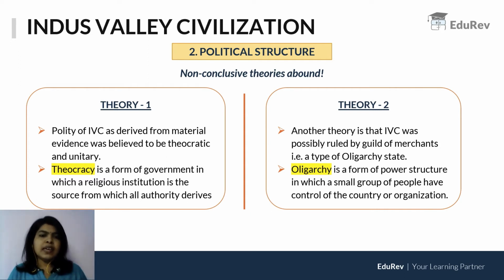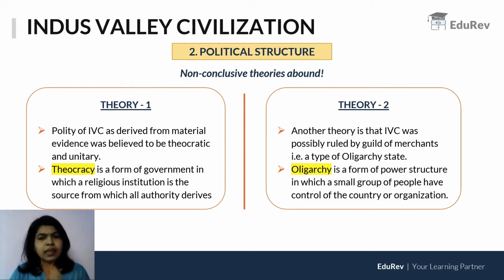The first theory is that there might have been a theocratical structure. They might have been governed by a theocracy. And what is theocracy? It is a form of government in which a religious institution, be it a religious body or a religious scripture, rules the entire society. The whole authority derives its power from that religious entity. So it might have been such a political structure.